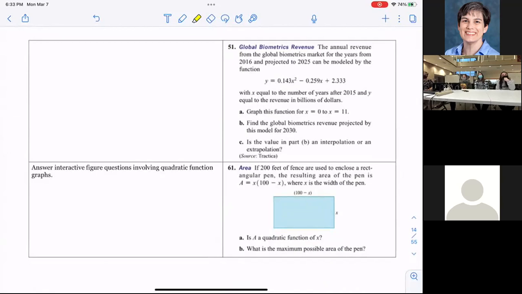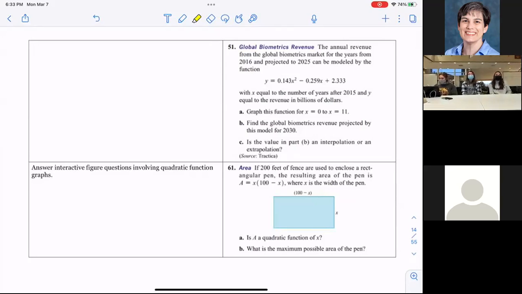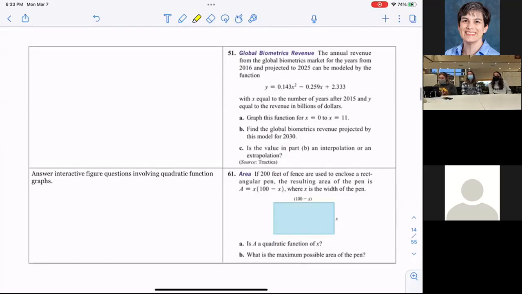Do you guys have any questions over this page? Okay, so we're gonna skip over part A. Part A is also gonna be a graphing calculator problem, but we can go through part B if you want.